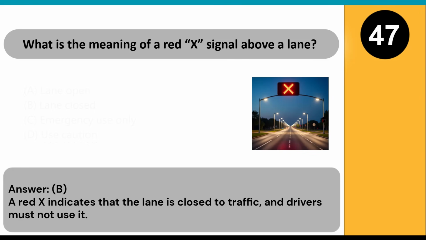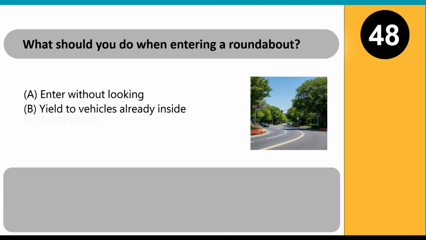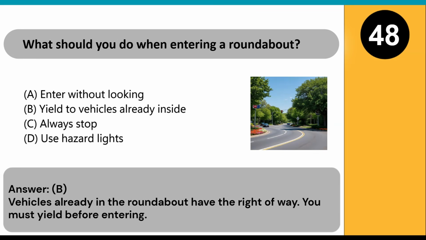What should you do when entering a roundabout? A. Enter without looking. B. Yield to vehicles already inside. C. Always stop. D. Use hazard lights. Answer: B. Vehicles already in the roundabout have the right of way. You must yield before entering.